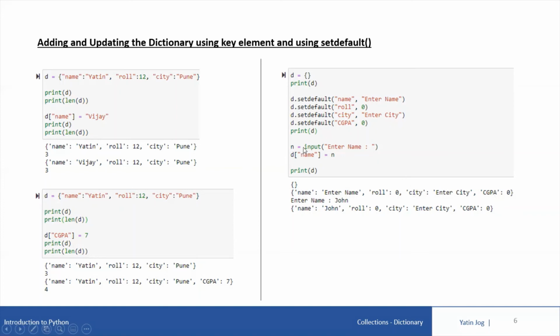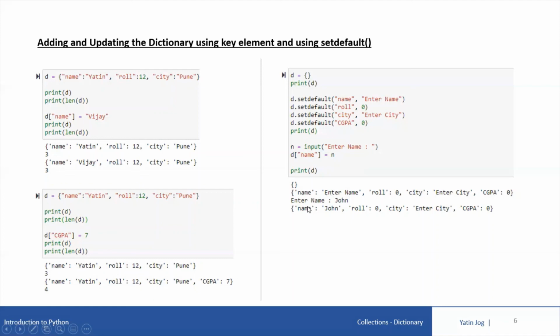Now, I'm taking some input from the user, n is equal to input, enter name. I'm not converting it to integer because name is in string format. So n contains some string, which is the name. And then I'm assigning D of name is equal to n. Suppose I enter John on the screen, you can see I have entered John as the input for the name. So now enter name, which was the default value of name, has been replaced with the name which I have entered on the screen.